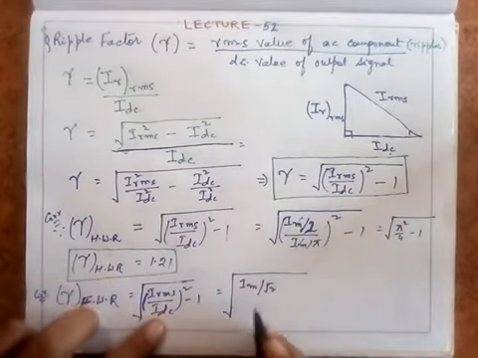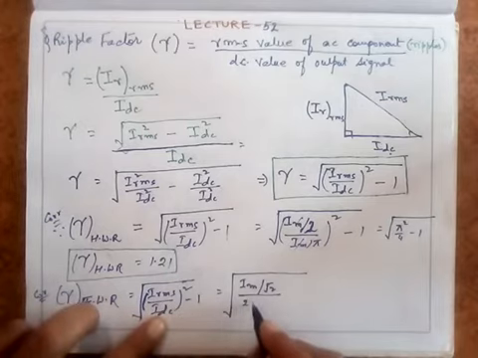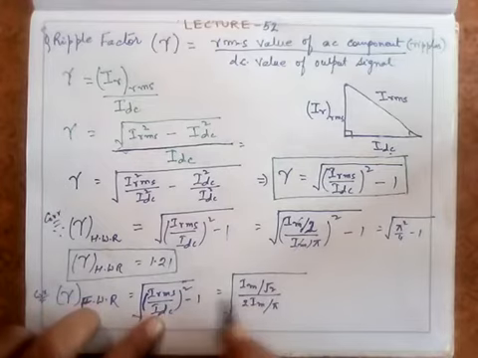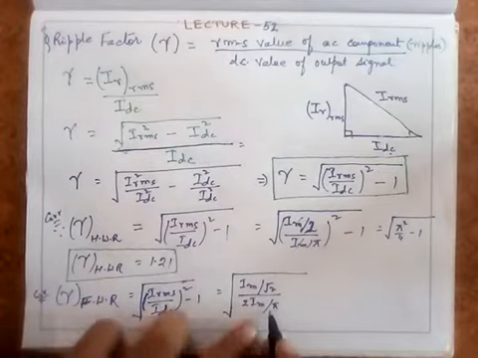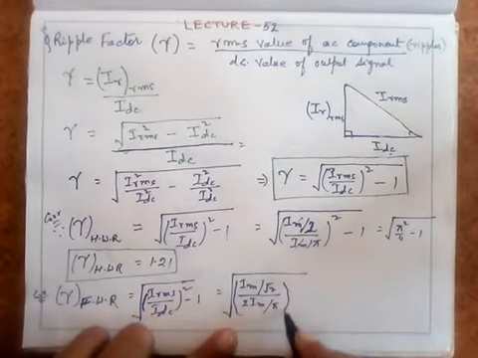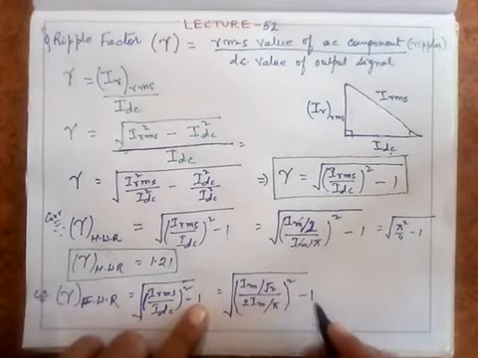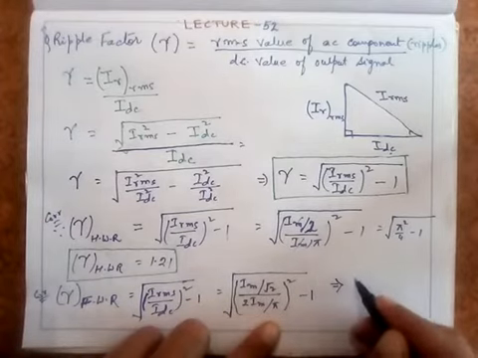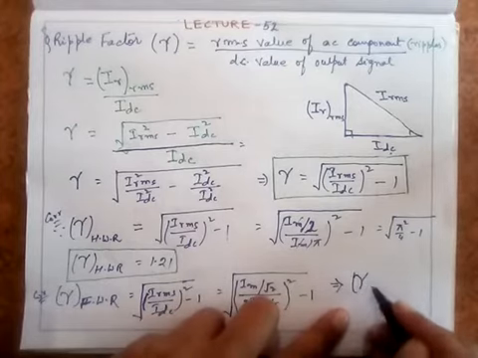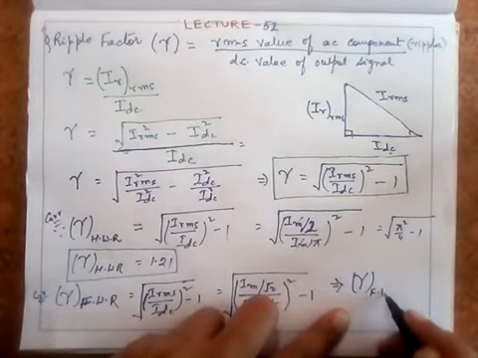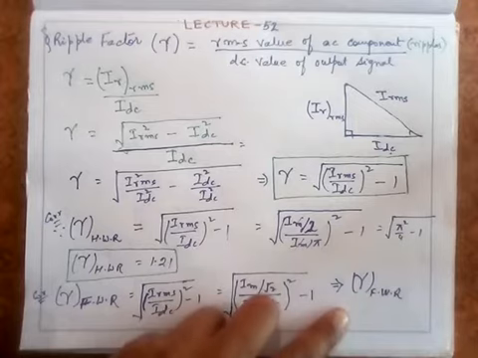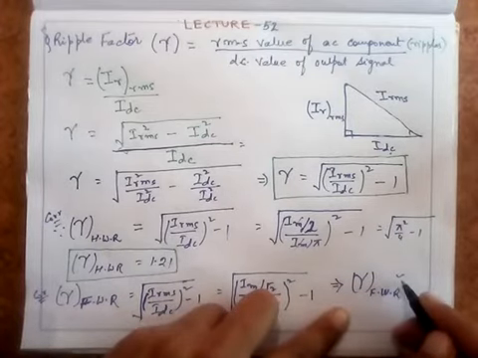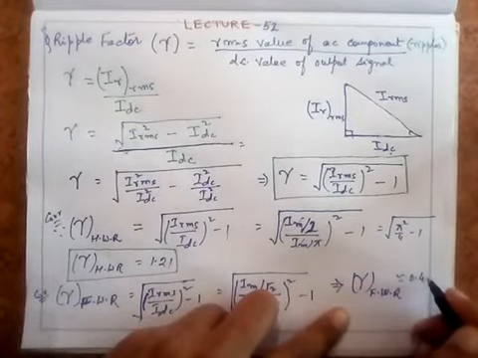Im by root 2, and IDC is twice Im by pi. I substitute the value of IRMS is equal to Im upon root 2 and IDC is equal to twice Im by pi, whole square of this factor, minus 1. And of course Im again will cancel, and if you solve this, it comes out that the value of gamma for a full wave rectifier is approximately equal to 0.48, only 48%.